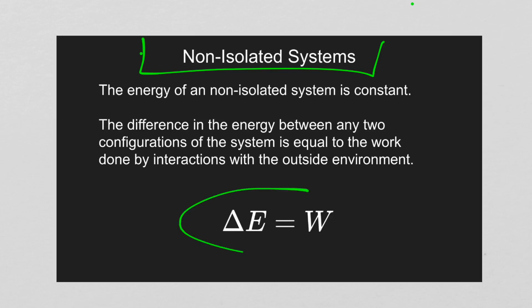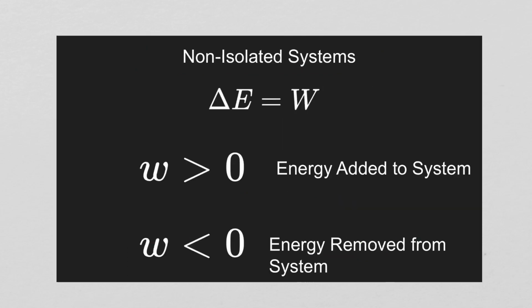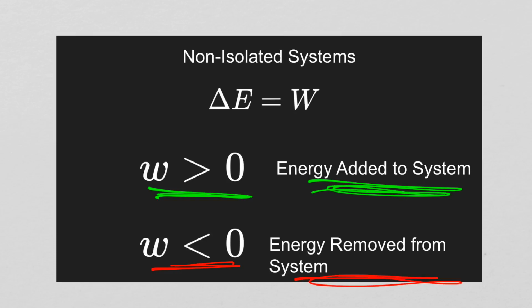So now we're going to be able to change the total energy of the system through this quantity we call work. Couple important notes. If your work is positive, you're adding energy to the system, whereas if your work is negative, you're taking energy out of the system.